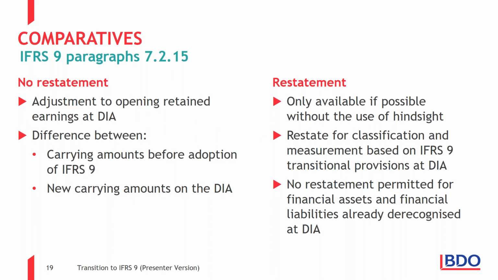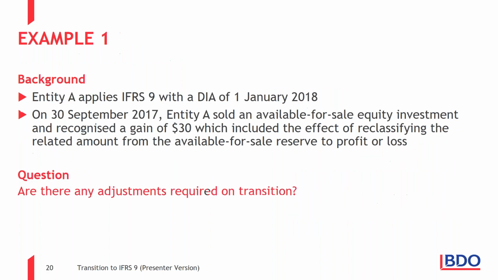restate for classification and measurement based on IFRS 9 transitional provisions at the date of initial application, and no restatement is permitted for financial assets and financial liabilities that are already derecognized at the date of initial application. So only those financial assets or liabilities that are still in existence, still on your balance sheet on the date of initial application, you can do a restatement for those. So let's look at a few examples to illustrate.